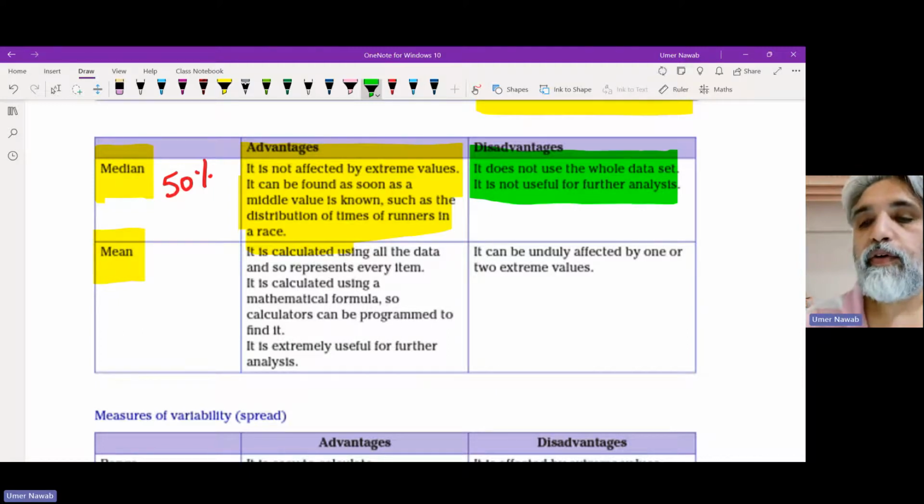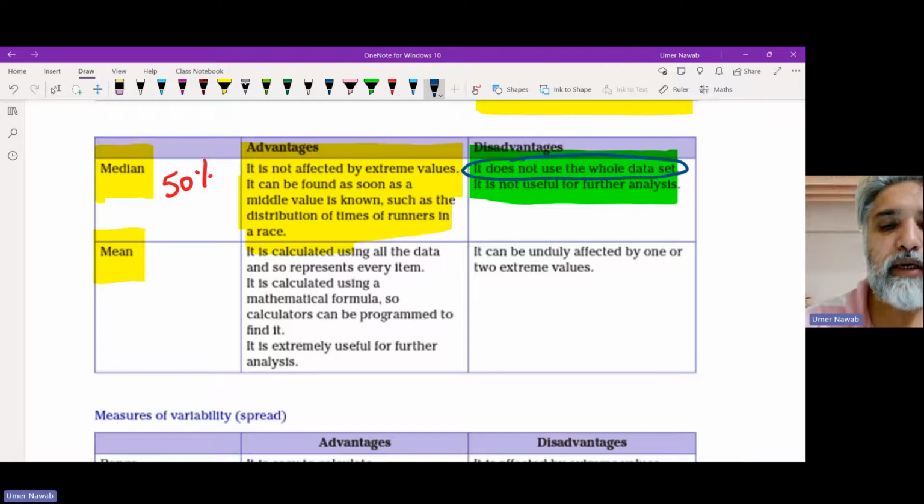curve. But for further analysis, like in the mean, we found the standard deviation based on the mean, but the median is an isolated value. We cannot further take information from that. But in my understanding, the best disadvantage is that it does not use the whole data set. Okay.